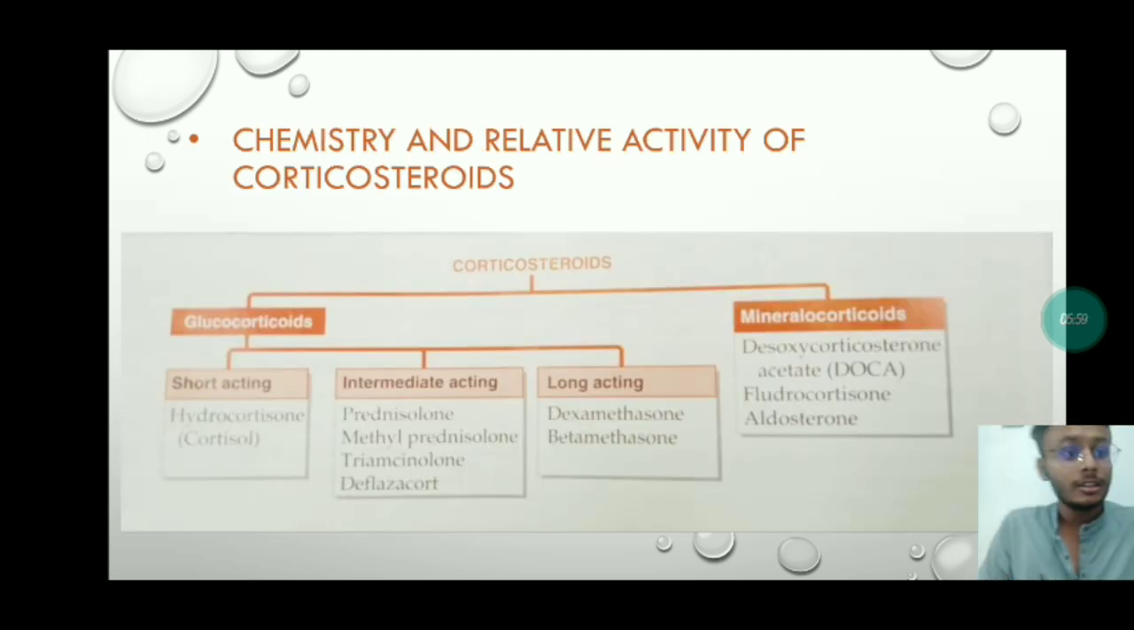So let's see what drugs come under the corticosteroids. Corticosteroids mainly contain glucocorticoid and mineralocorticoid drugs. In glucocorticoids, we divide the drugs into short acting, intermediate acting and long acting. Short acting contains cortisol; intermediate: prednisolone, methylprednisolone, triamcinolone, deflazacort. Long acting are dexamethasone and betamethasone. So let's see what comes under the mineralocorticoids. Mineralocorticoids contain desoxycorticosterone acetate, fludrocortisone and aldosterone.